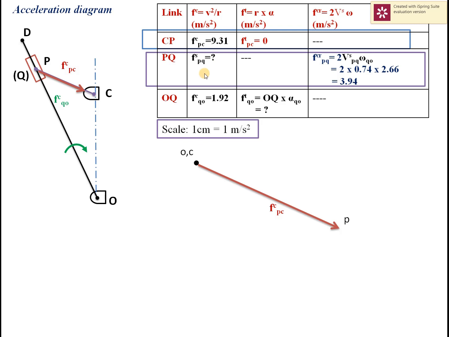For PQ, we have two components of acceleration: FSPQ, which is unknown, and FCRPQ, the Coriolis acceleration of P relative to Q, which is 3.94 in magnitude. So first of all, we'll plot the known component of acceleration, FCRPQ. So the vector representing FCRPQ will have a length of 3.94 centimeters.